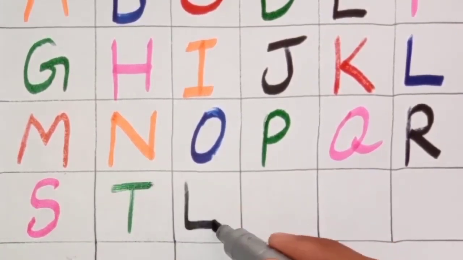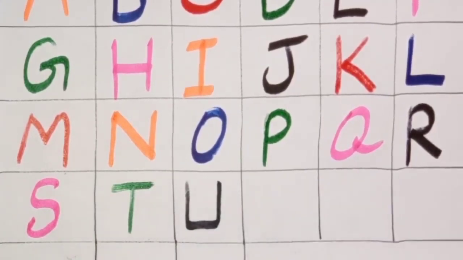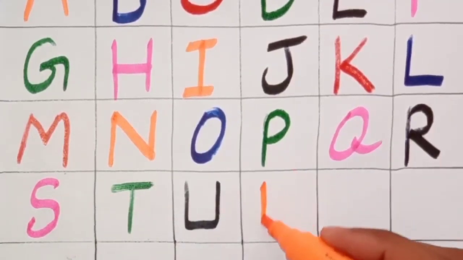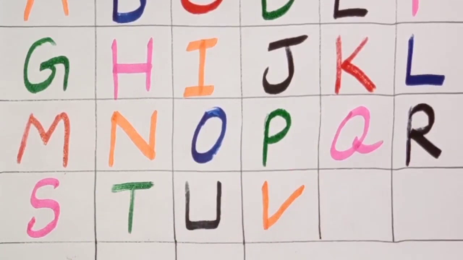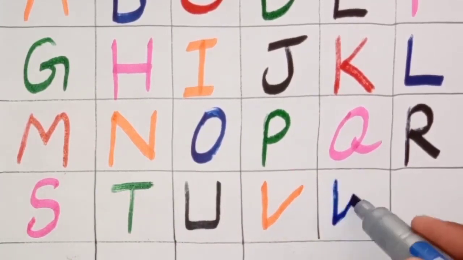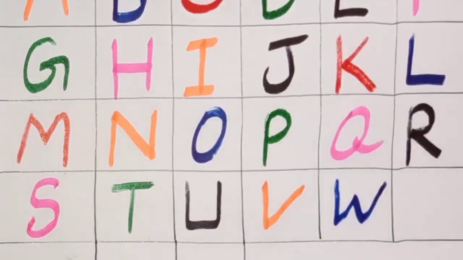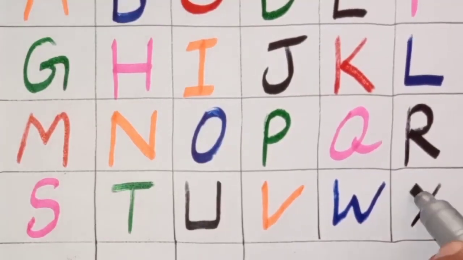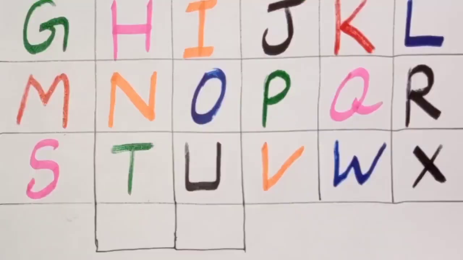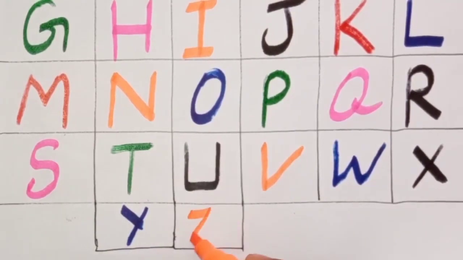Black color U. U for umbrella. Orange color V. V for van. Blue color W. W for whale. Black color X. X for xylophone. Blue color Y. Y for york. Orange color Z. Z for zebra.